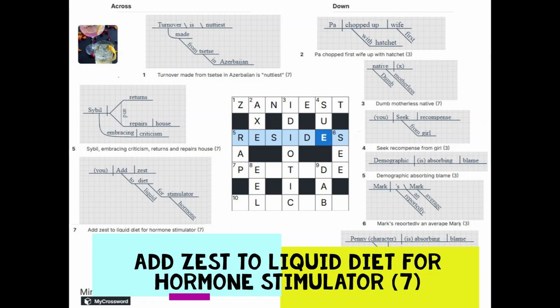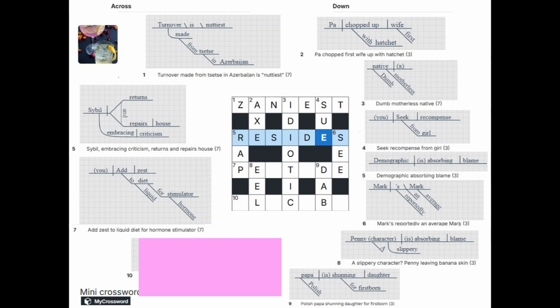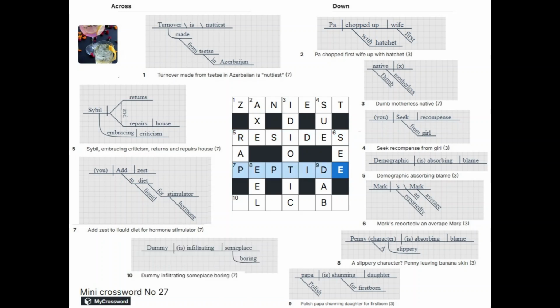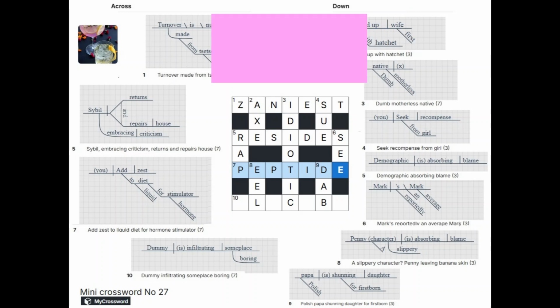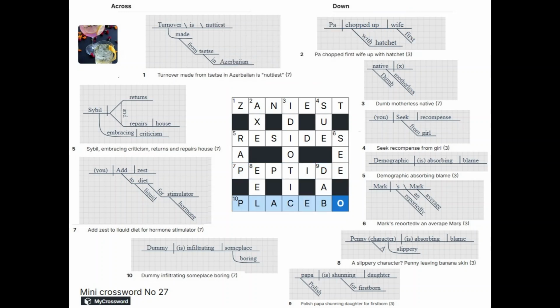Number 7, add zest to liquid diet for hormone stimulator. So add zest to could be pep as a verb, and then liquid diet is the word diet anagrammed. So those letters are moving around in a liquid style into the word tide, and if you combine pep and tide, you get peptide, or a hormone stimulator. 10 across, dummy infiltrating someplace boring. Silly little sentence. And inside the phrase someplace boring is a word for dummy, and you could see placebo is waiting there in between someplace and boring.